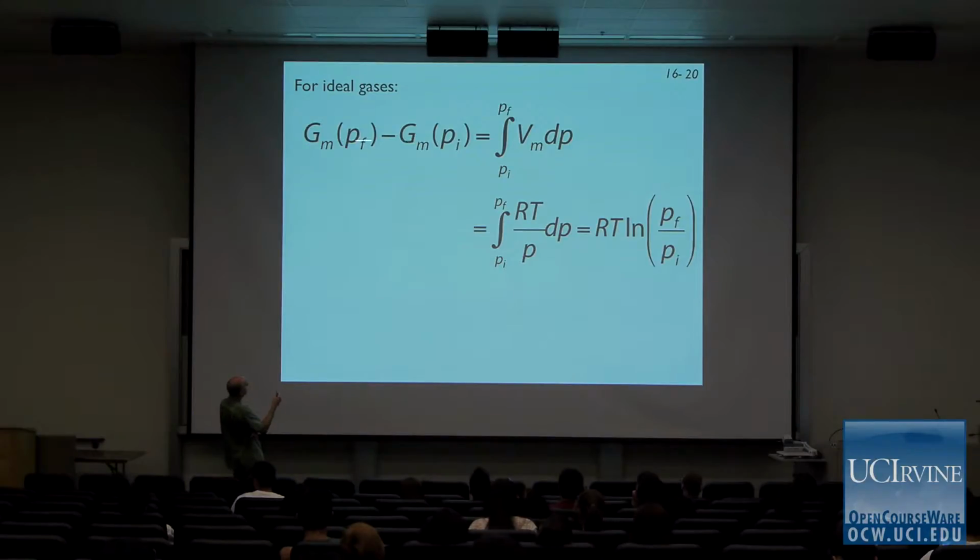If we're talking about a gas, we can just make a substitution for this molar volume from the ideal gas equation, move the RT out front, and we've got ln(PF/PI), and that's the equation that we're going to use. So we can calculate the change in the Gibbs function just by substituting the initial pressure and the final pressure into this equation. Pretty easy.